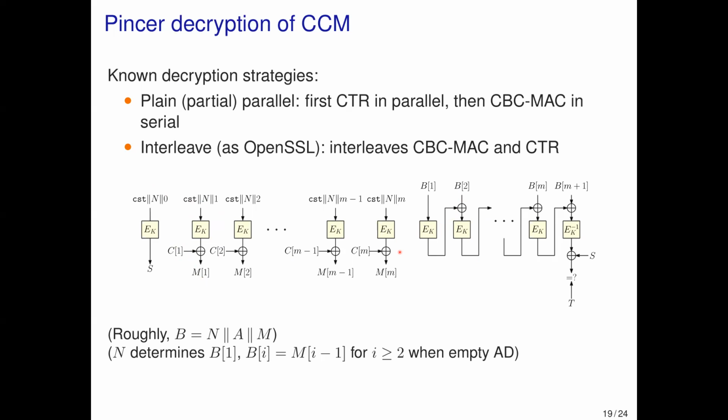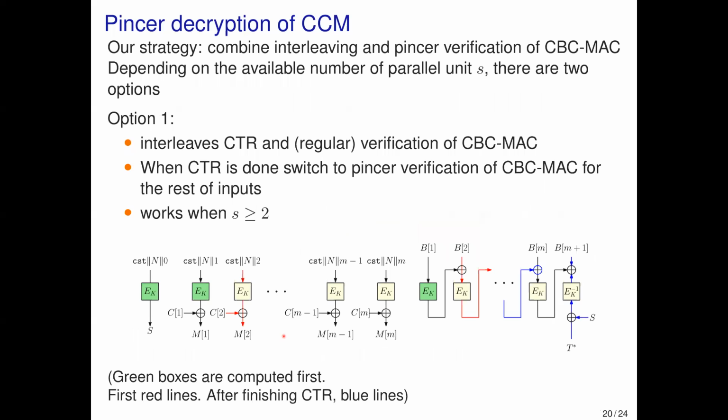This implementation strategy was employed by OpenSSL. Because this B sequence is roughly a concatenation of nonce and associated data and message, such interleaving is possible. Our pincer decryption for CCM is to combine the interleaving and the pincer verification of CBC MAC.